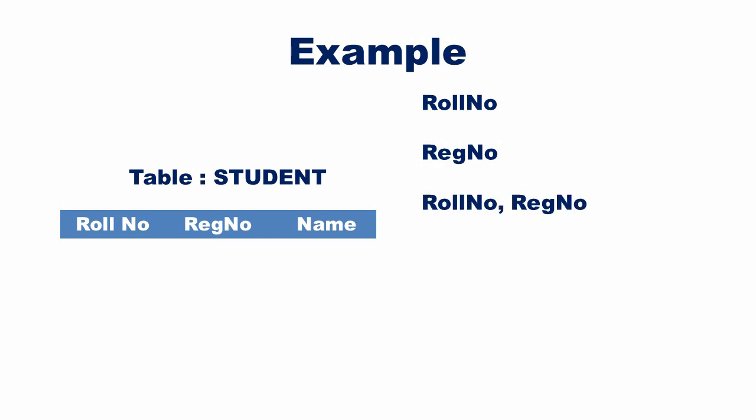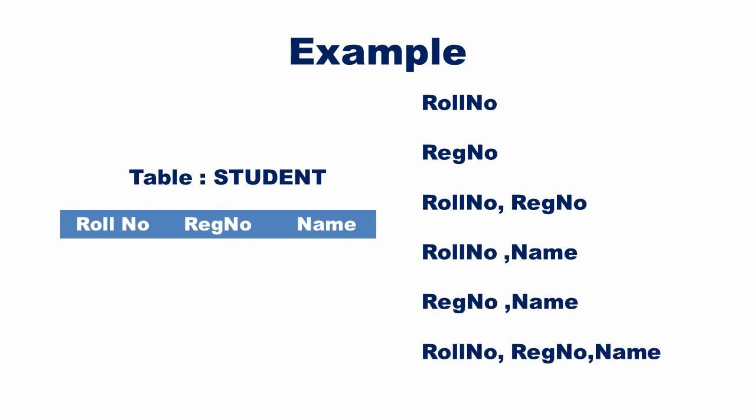Hence, roll number, register number is a superkey. Roll number, name is a superkey. Register number, name is a superkey. Roll number, register number, name is also a superkey. All attributes together will always be a superkey.